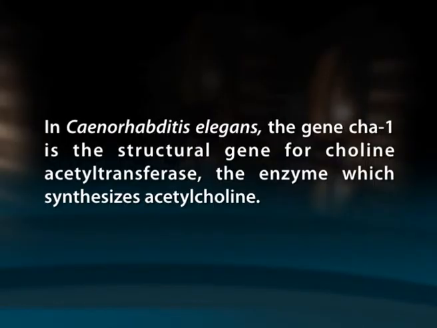For example, in Caenorhabditis elegans, the gene CHA1 is the structural gene for choline acetyltransferase, the enzyme which synthesizes acetylcholine. CHA1 is a complex gene which includes the UNC17 locus. It has been hypothesized that a single protein is encoded which consists of several discrete structural domains.